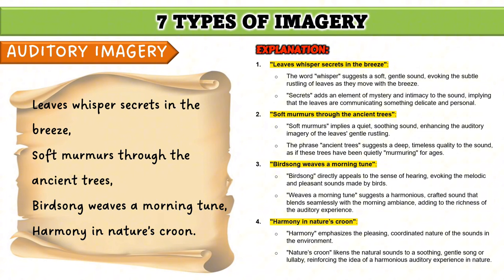Soft murmurs through the ancient trees. Soft murmurs implies a quiet, soothing sound, enhancing the auditory imagery of the leaves' gentle rustling. The phrase ancient trees suggests a deep, timeless quality to the sound, as if these trees have been quietly murmuring for ages.